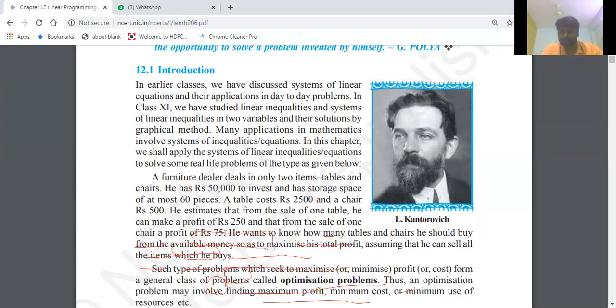So can I go for purchasing all tables only, or can I go for purchasing all chairs only? So how can I make a purchase so as to make my profit maximum? Let us see some calculations here.